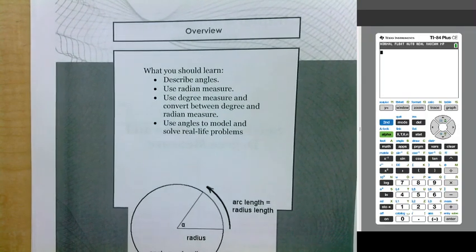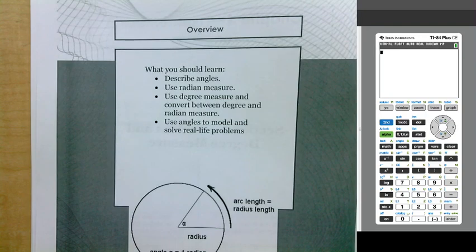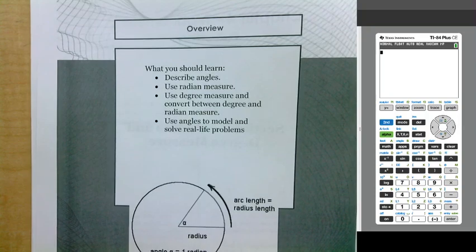So what we're going to learn is how to describe angles, use radian measure, what radians are in the first place, and convert between degree measure and radian measure, because they're both just ways of measuring angles. And we're going to use these angles to model and solve real-life problems. So let's begin our packet in here.